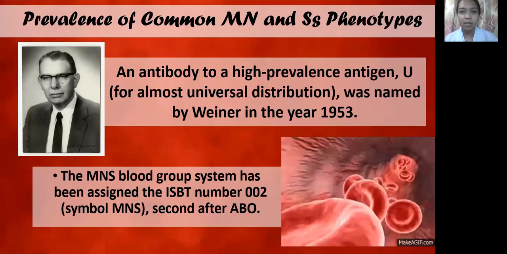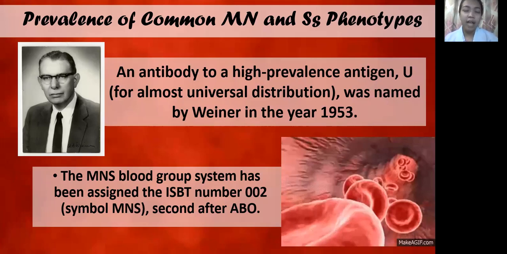Next is the antibody to a high prevalence antigen, which is U. It has an almost universal distribution. It was named by Weiner in 1953. By the way, the complete name of Weiner is Alexander S. Weiner.